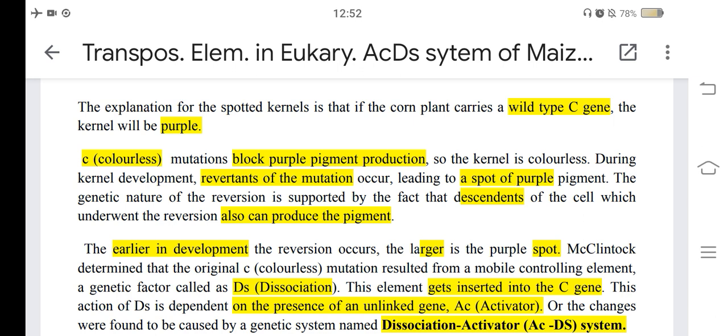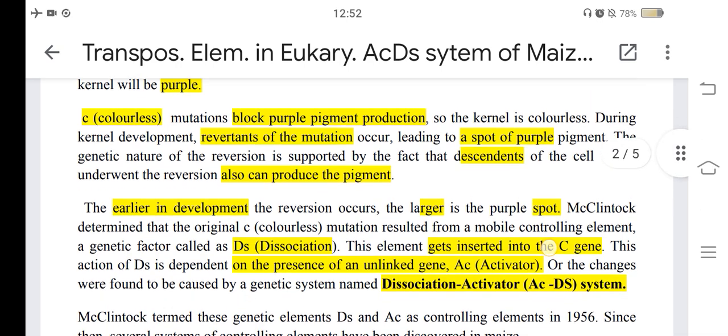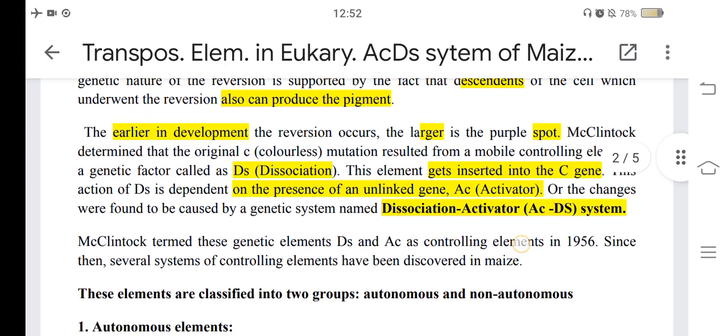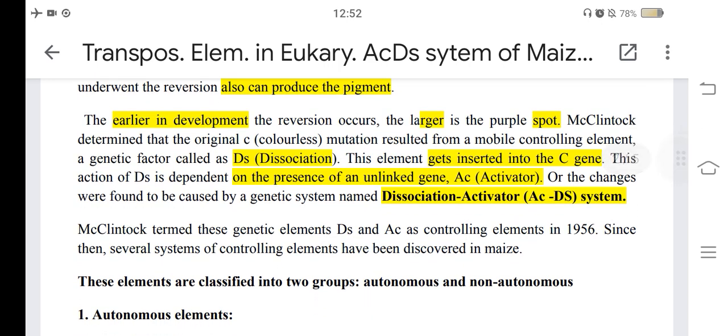During kernel development, reversions of the mutation occur, leading to a spot of purple pigment. The genetic nature of the reversion is supported by the fact that descendants of the cell which underwent the reversion can also produce the pigment. The earlier in development the reversion occurs, the larger is the purple spot.